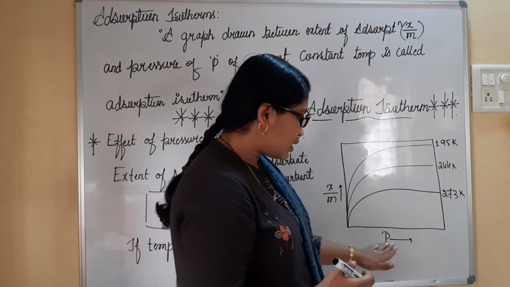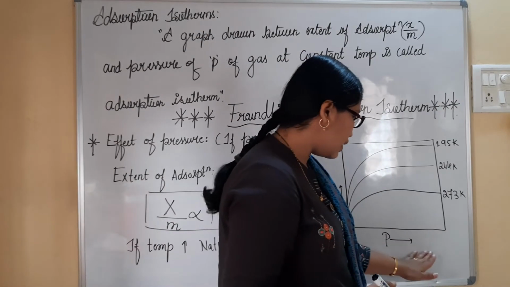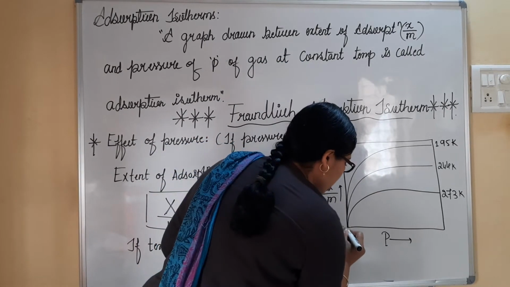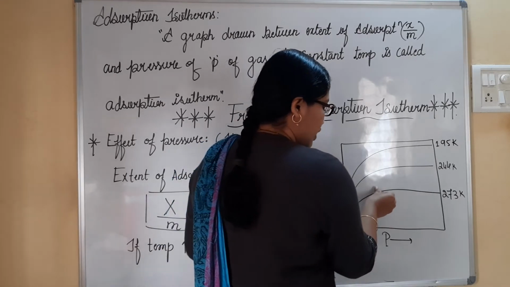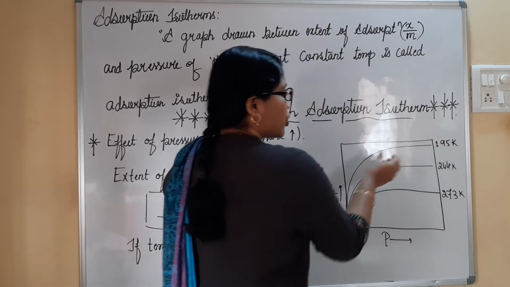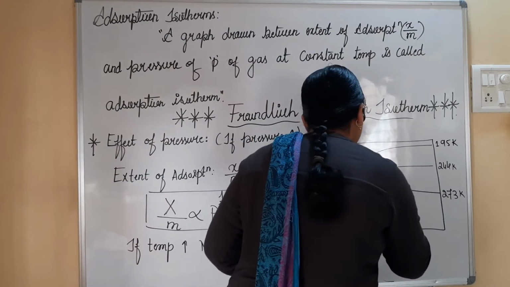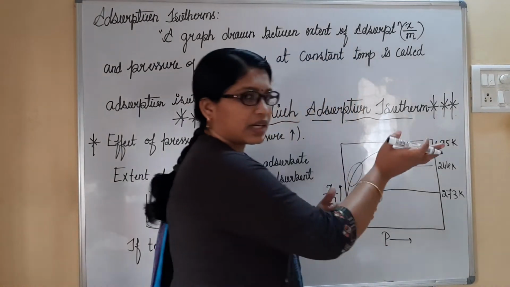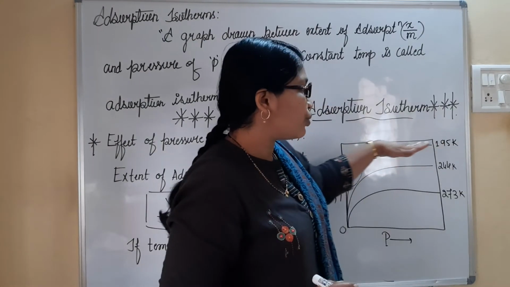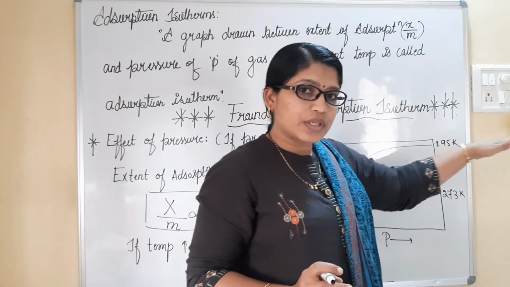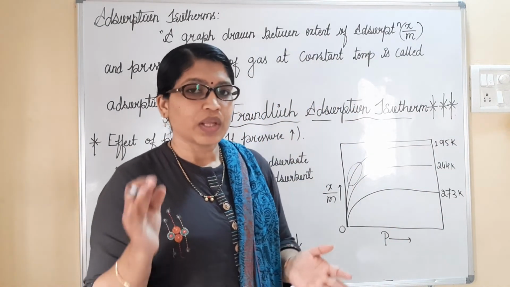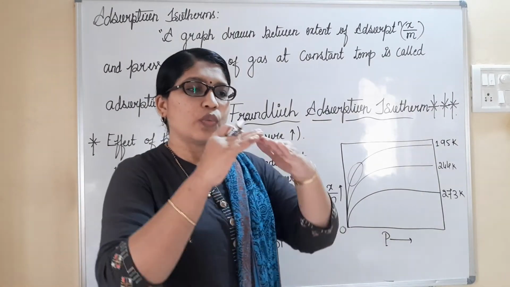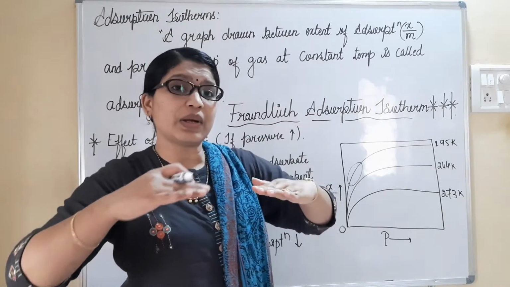If pressure is increasing, x by m, can you see, initially it is increasing. Taking the starting point as 0, as pressure increases, the adsorption process increases. Later on it gives a straight line, like a plateau. A plateau means adsorption remains constant and does not increase. Up to a certain extent of pressure, adsorption increases, and at a fixed point, adsorption becomes independent of pressure.